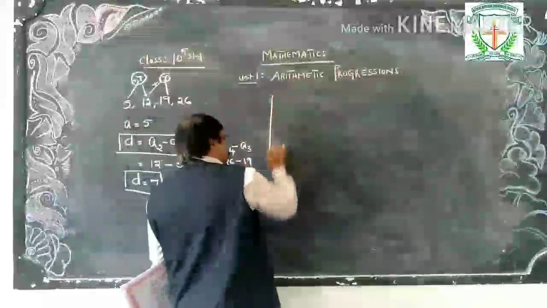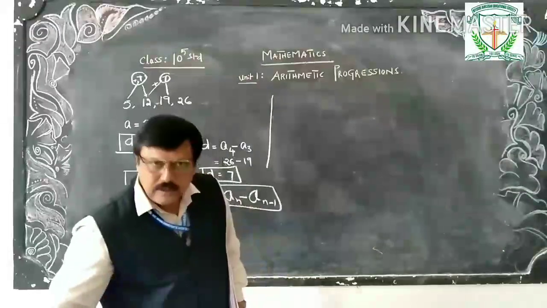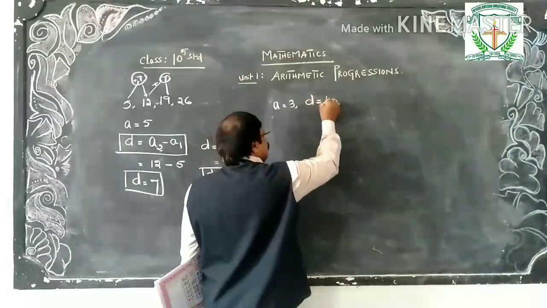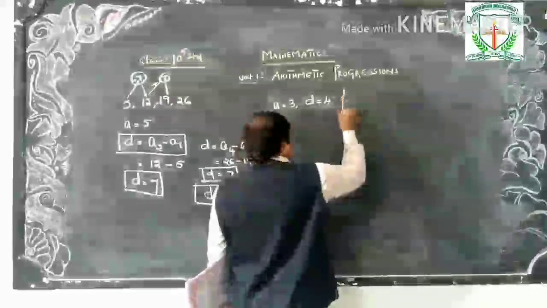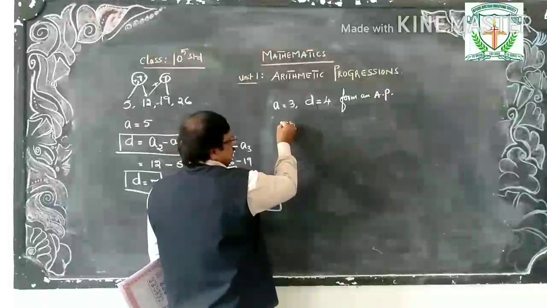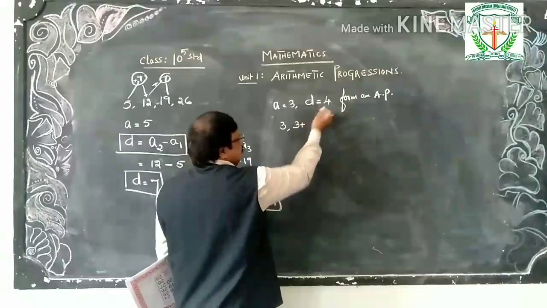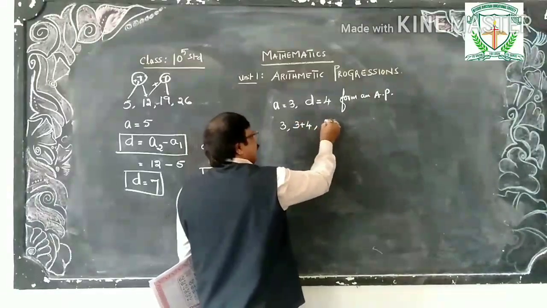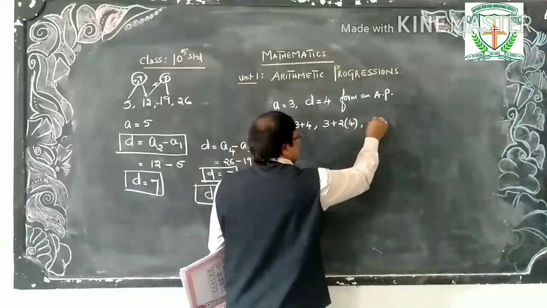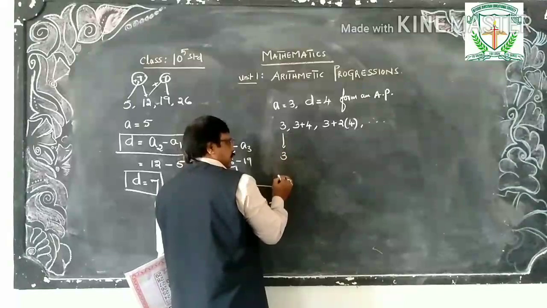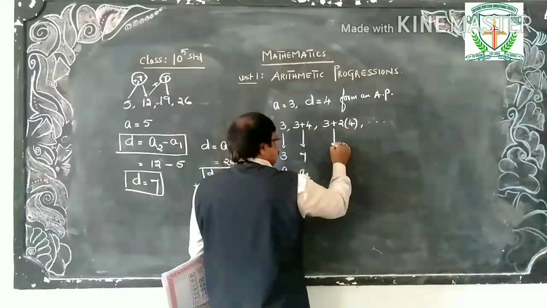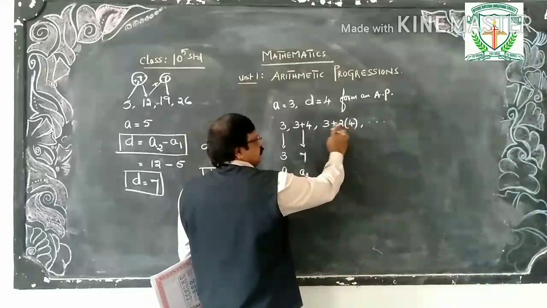So this is an arithmetic progression. And you can form an arithmetic progression when A is equal to 3, D is equal to 4. Form or write an arithmetic progression called AP. So I can take this 3 and add the difference 4. And again you take 3, this is the third term, remember that, plus twice 4, and so on. So here the first term is 3, that is A, and here 7, that is A2. And here you got 4 times 2 is 8 plus 3, 11.